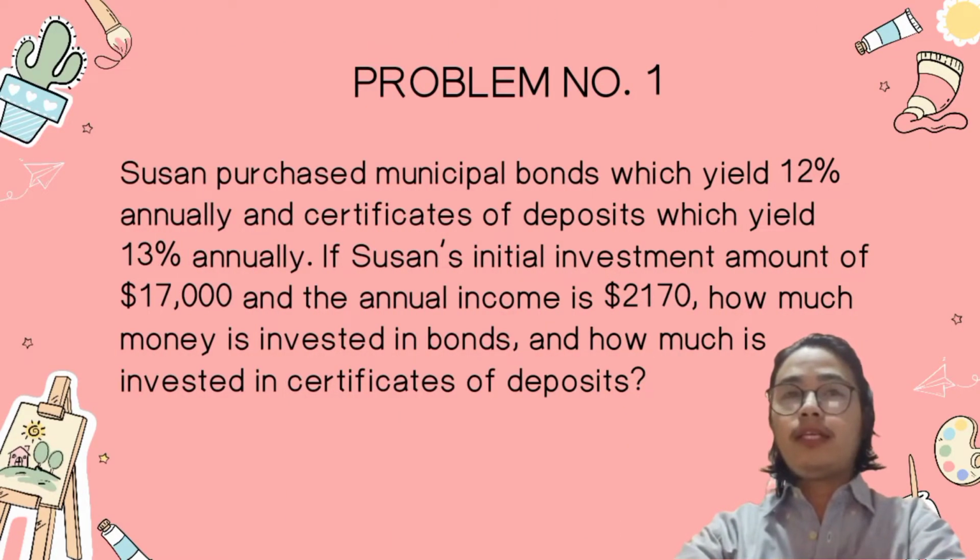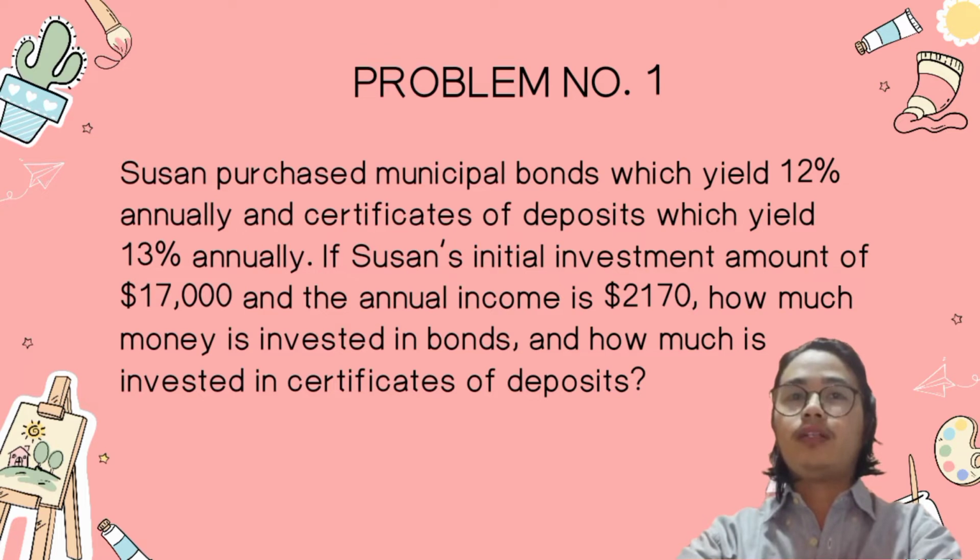Problem 1. Susan purchased municipal bonds which yield 12% annually and certificates of deposits which yield 13% annually. If Susan's initial investment amount is $17,000 and the annual income is $2,170, how much money is invested in bonds and how much is invested in certificates of deposits?